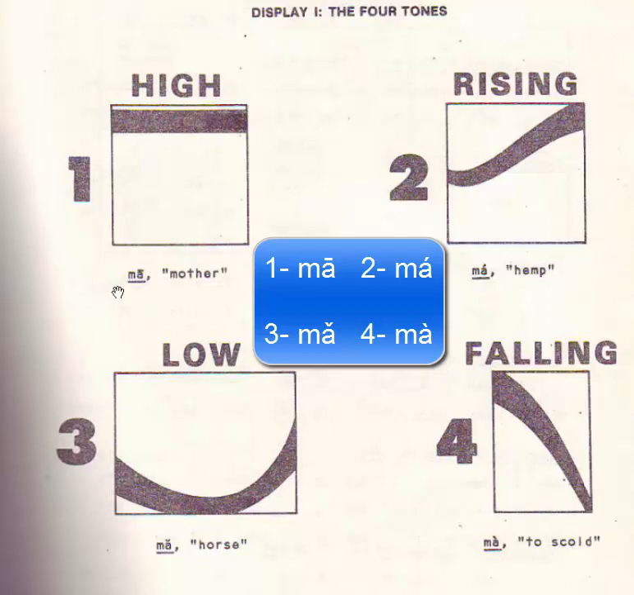The second tone is called the rising tone. It starts in the middle of your range and almost immediately rises sharply to the top of your range, as shown in the display. Listen to the rising tone word, which means hemp.